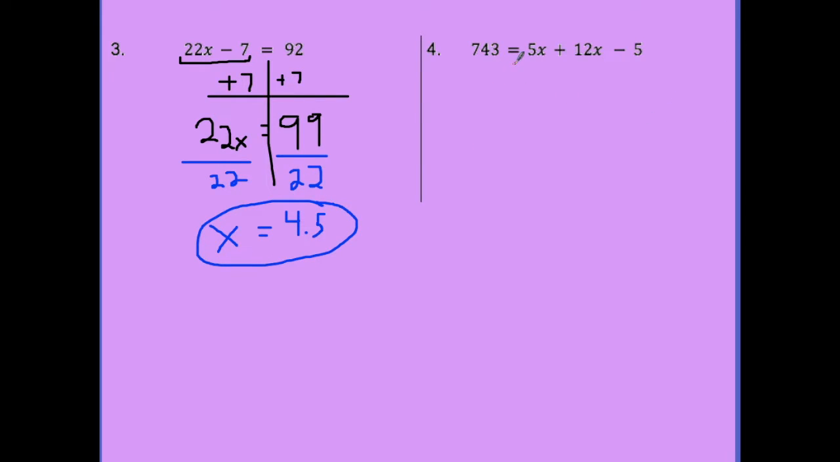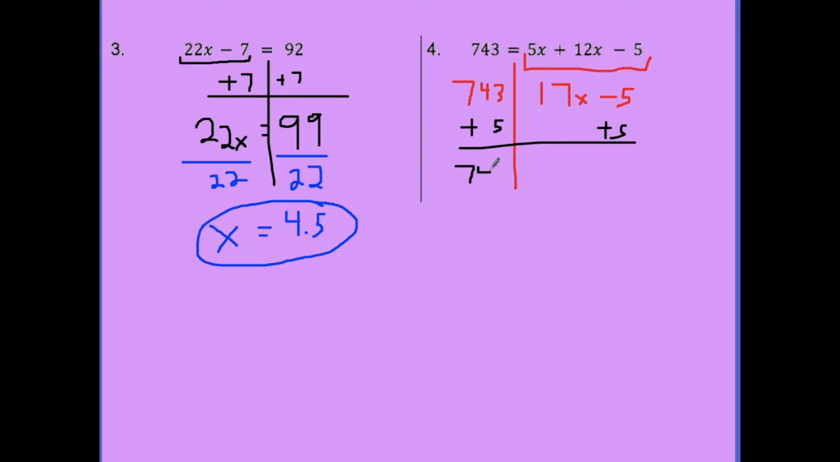Okay, trust your instincts and trust the hard work you've been doing. Over here, I have 5x plus 12x. Remember, I have to put those together first. So that's 17x minus 5. So all I'm doing first is rewriting this, and then we can start doing inverses. So I'll do plus 5, plus 5.